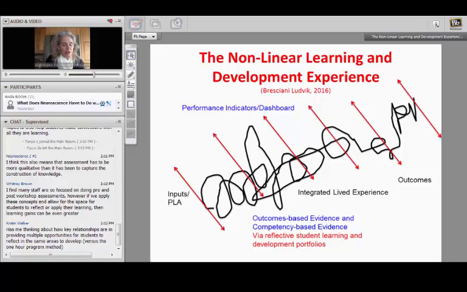Kristen, hi Kristen, has me thinking about how key relationships are in providing multiple opportunities for students to reflect in the same areas. Oh yeah, beautiful. Yes, they are, aren't they?